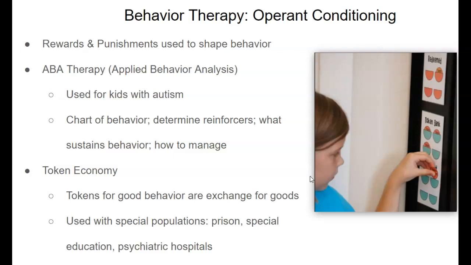The teachers or parents want to change, and they want to figure out what is causing the behavior, how it is being sustained, and how they can manage it. So they try to modify the behavior using rewards. Token economy is exchanging tokens for good behavior, and these tokens are later able to be exchanged for other things, goods like food. They're typically used with special populations, such as in prisons, special education classrooms, or psychiatric hospitals. But it's similar. It's simply rewarding a certain behavior to shape it in a certain direction.